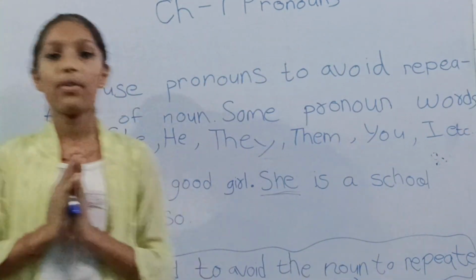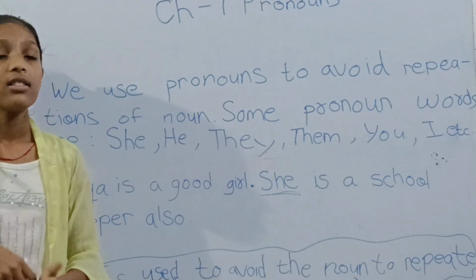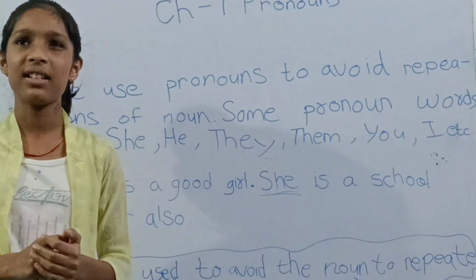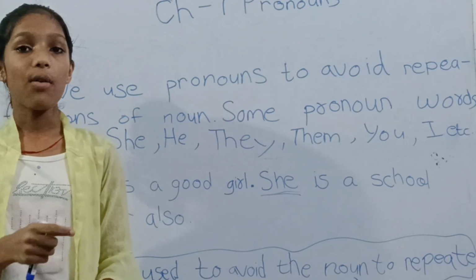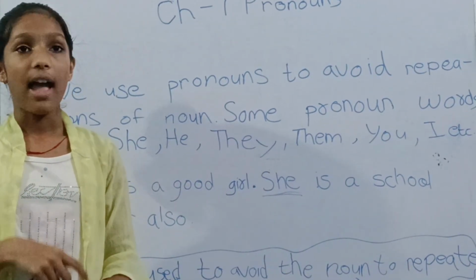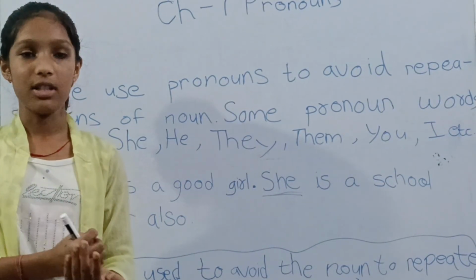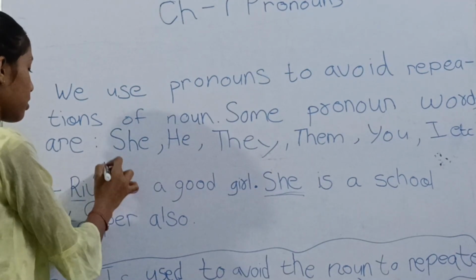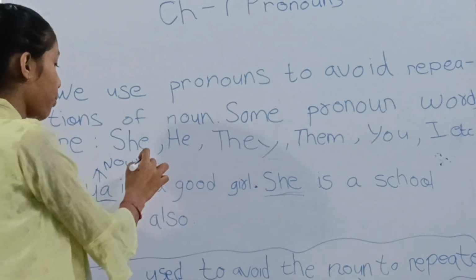So now we have understood what pronoun means. We will revise again. We can say that pronoun is used to avoid the repetition of the noun. It means pronoun is used to stop repetition of the noun. So nouns, you know what nouns are: nouns are the name of a person, place, thing and animal. So here the noun is Riya. Riya is a noun because she is a person. This is the name of a person. This is a proper noun.